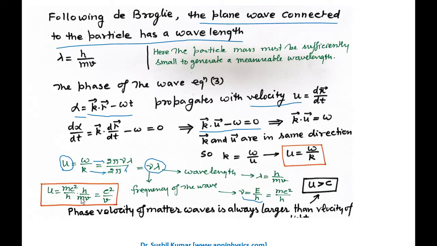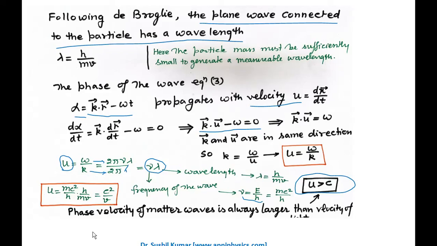So what is the conclusion now? Here u is the phase velocity or wave velocity, right, that is basically associated with the particle. This result is equal to c square upon v, where c is the speed of light and v is the velocity of the particle. So u, that is the velocity of the wave, is greater than the speed of light. So right now you can see here this result, u is greater than c. So we know that not even a single particle can travel faster than the speed of light.